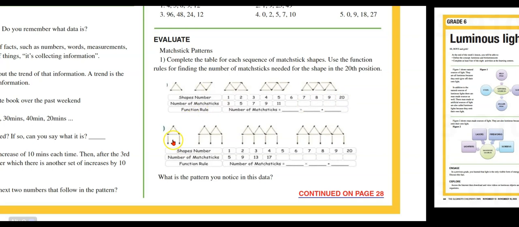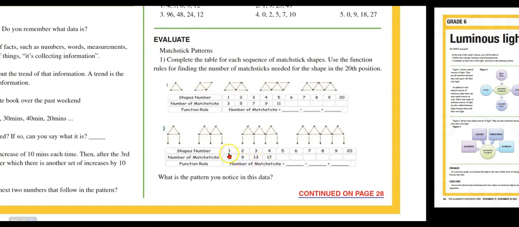Let's go with this one. So we have the shape here. This shape has 1, 2, 3, 4, 5. So when we have one of the shapes, we have 5 sticks. When we have 2, we should have 9. Let's go. So 1, 2, 3, 4, 5, 6, 7, 8, 9. When we have 3, we should have 13. So 1, 2, 3, 4, 5, 6, 7, 8, 9, 10, 11, 12, 13.